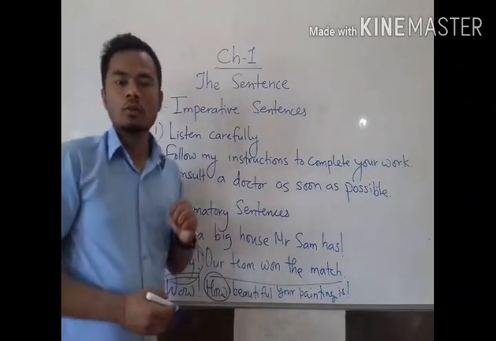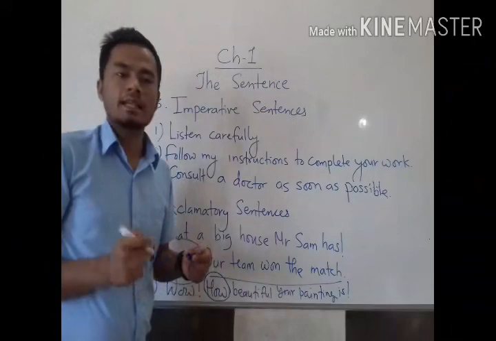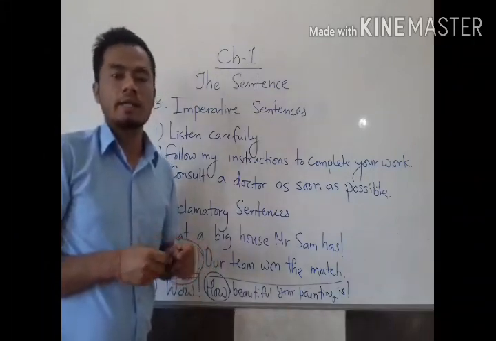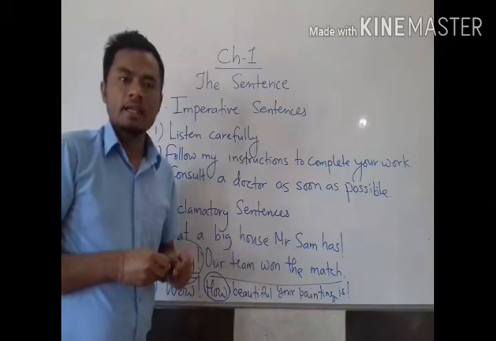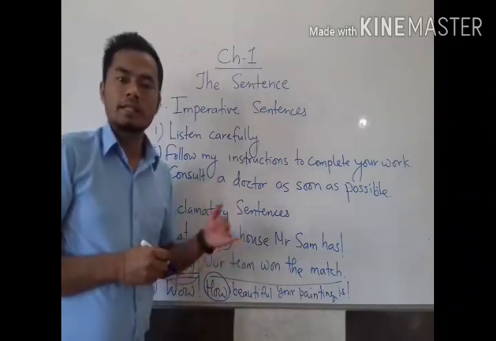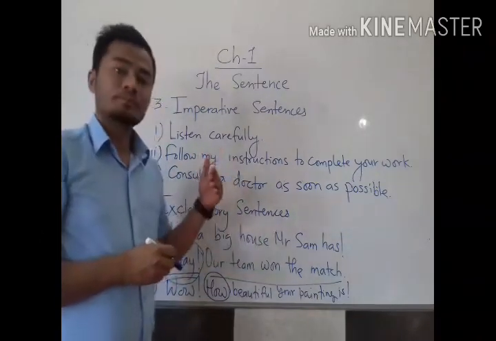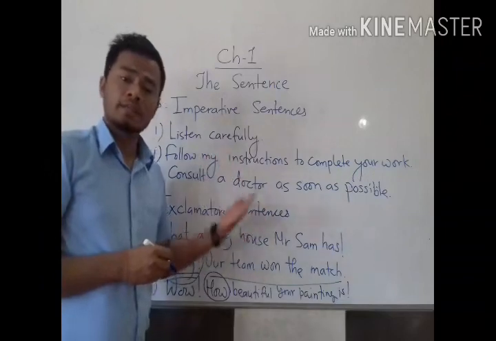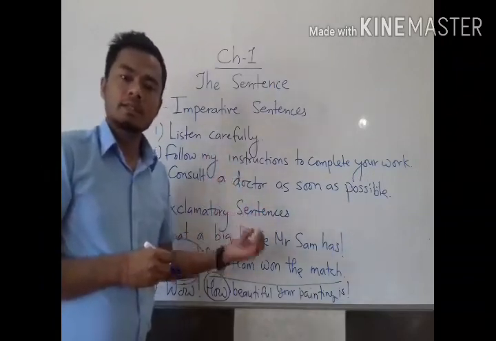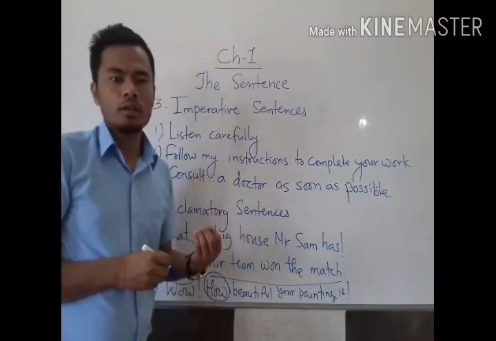Now for today's class, your homework is to complete exercise C in your book, page number 5, in which you have to identify the kinds of sentences accordingly. You need to write whether each sentence given in the exercise is an assertive or declarative sentence, interrogative sentence, imperative sentence, or exclamatory sentence. I hope you will be able to do your work on your own.